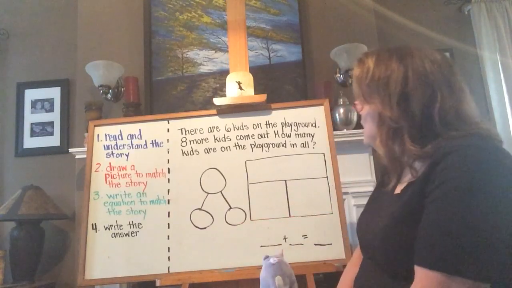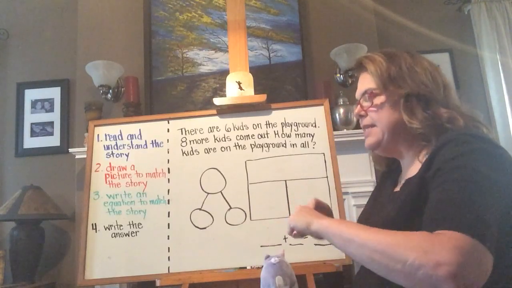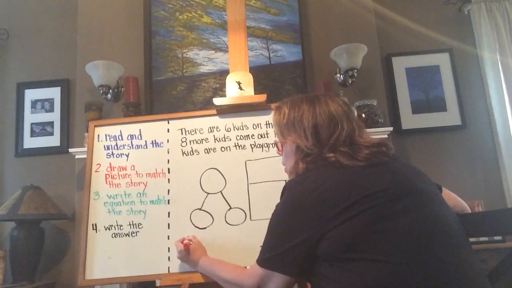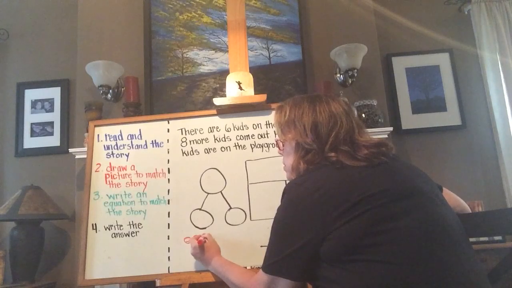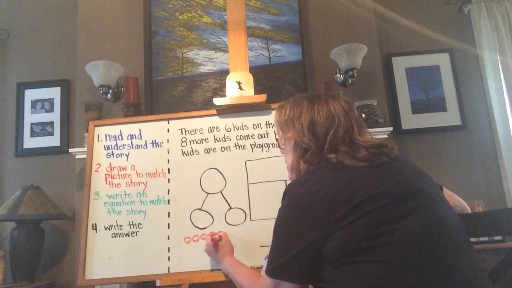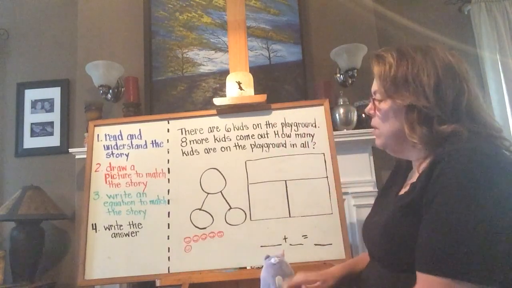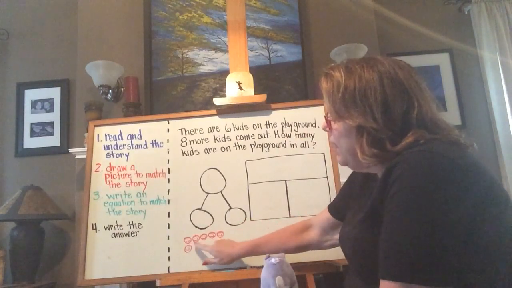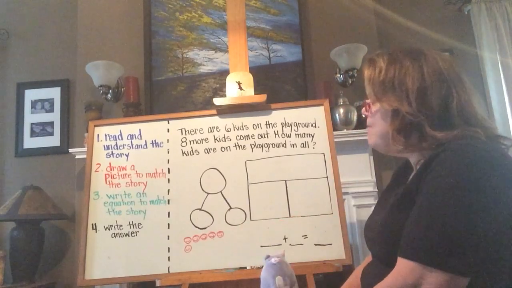It says there are 6 kids on the playground. So I'm going to draw my 6 kids first, and I want to keep it nice and neat. I'm going to act like I'm filling in my 10 frame as I do it. 1, 2, 3, 4, 5, 6. Put them in that 5 group. Let's go back and count just to make sure. Count with me. Ready? 1, 2, 3, 4, 5, 6. Good. So I have my 6.